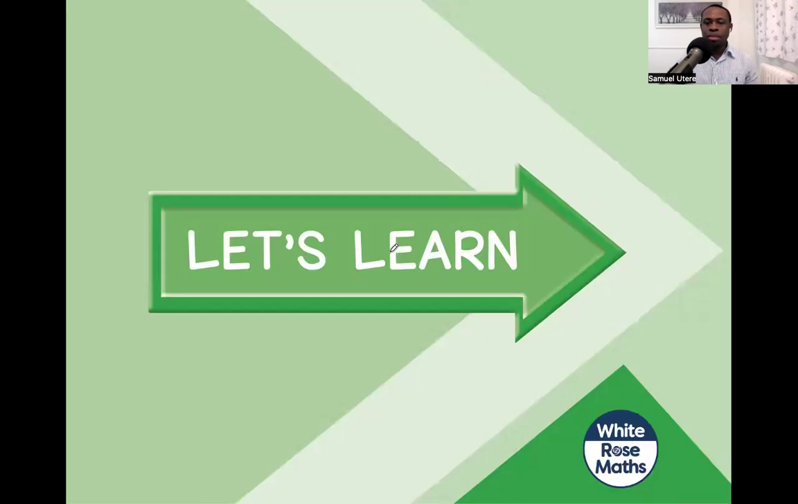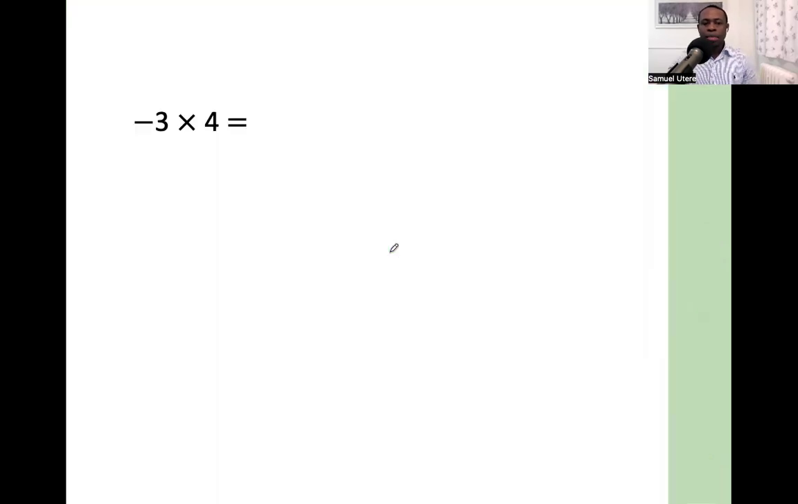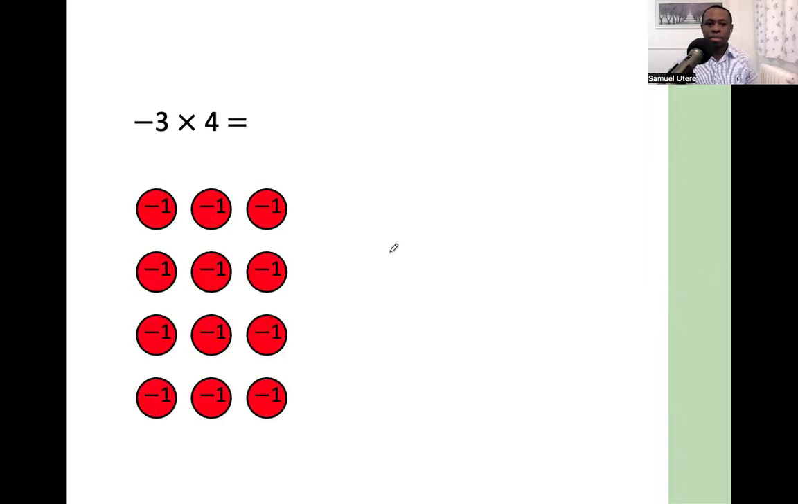Let's do some new learning for this lesson. If I ask you to multiply negative 3 by 4, how would you represent this as counters? Well, you would say that's easy. You just need 3 negative counters, and then you need 4 lots of them. That gives you your result of negative 12, because you can see that we have negative 12 counters.